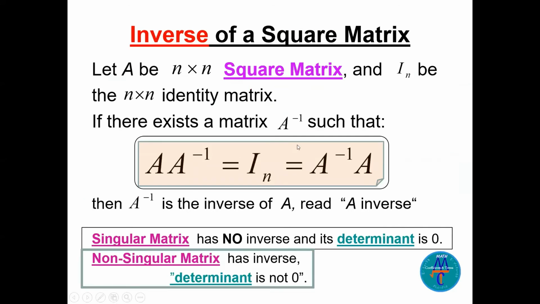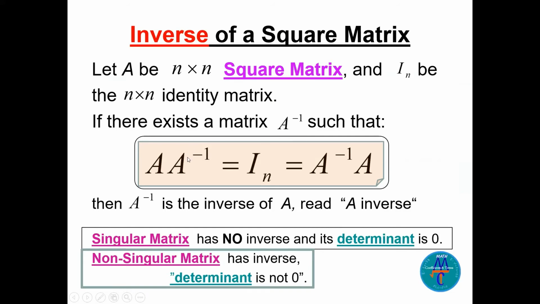The inverse now, if you need to find the inverse, the matrix should be square. Square matrix means n by n. Yeah, 2 by 2, 3 by 3, 4 by 4. You cannot find the inverse for 3 by 4 or 2 by 7.